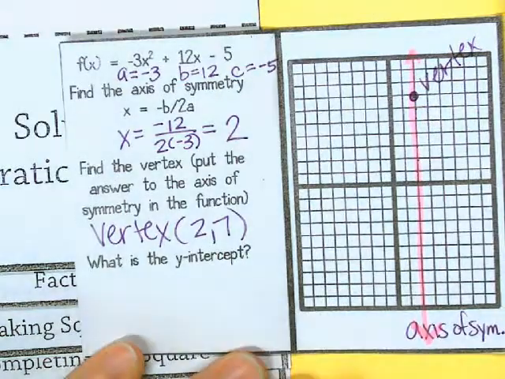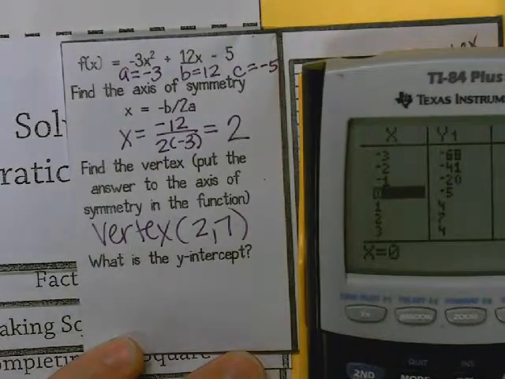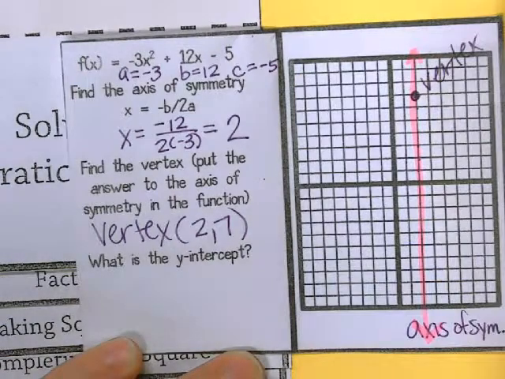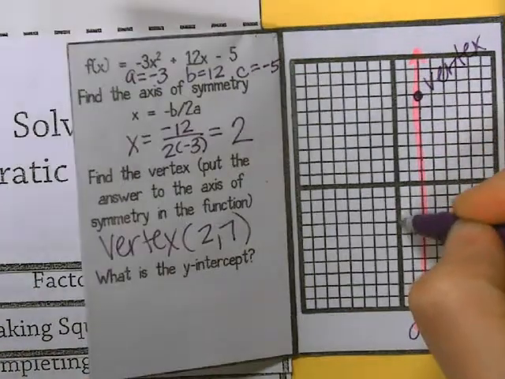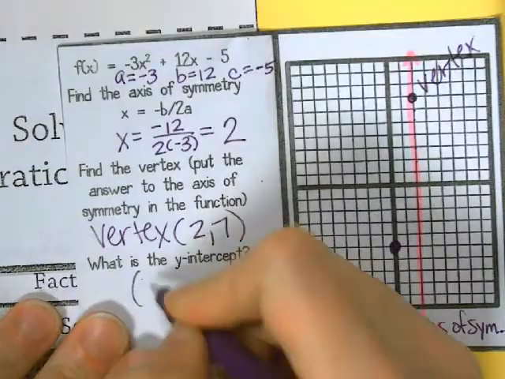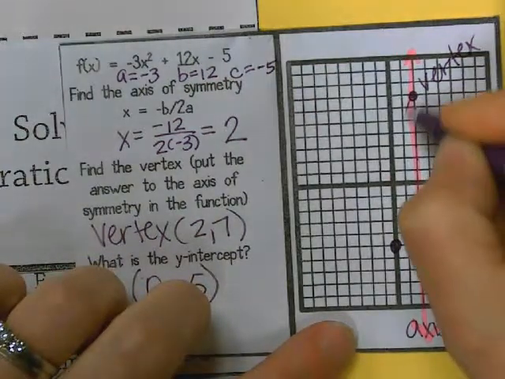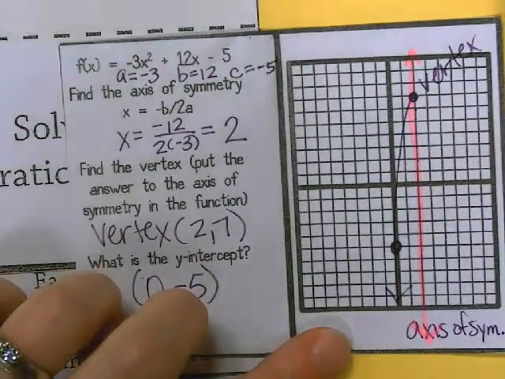Okay? And then what is the y-intercept? So the y-intercept, that's when x equals 0. And the y-intercept is at negative 5. So that's my y-intercept right there. And so if I have that point and that point, I can kind of draw a graph going this way.